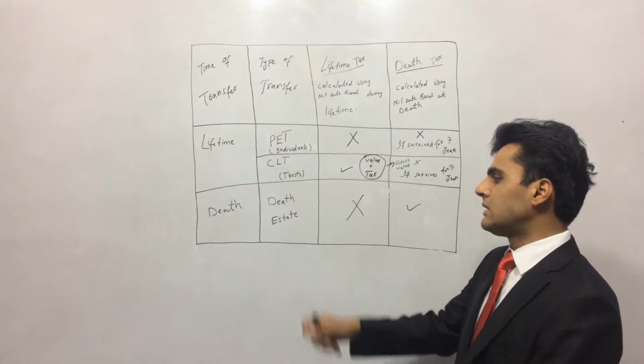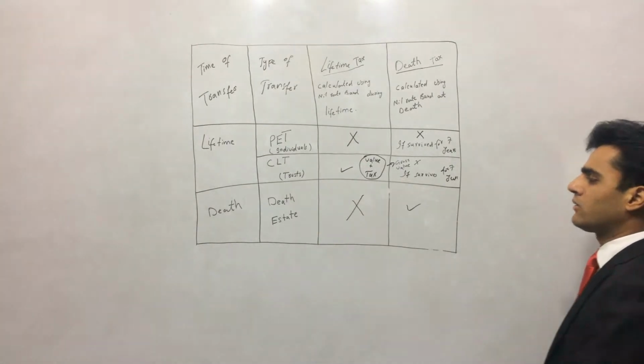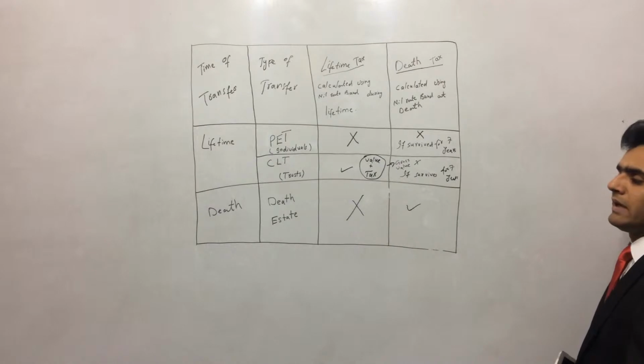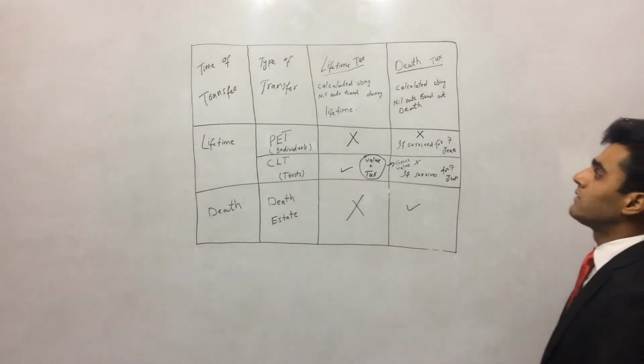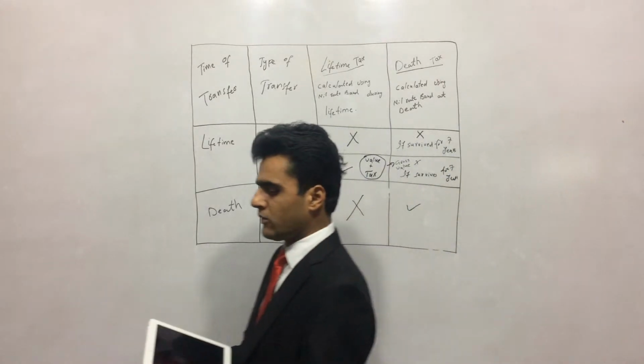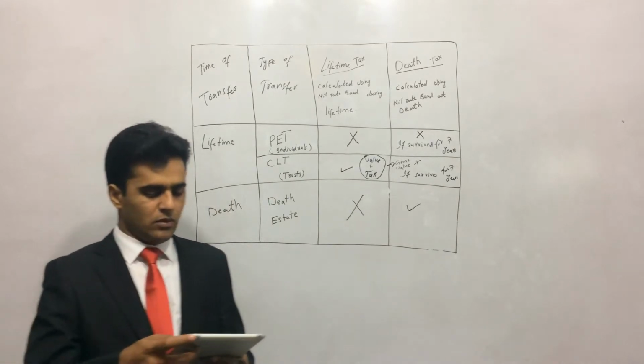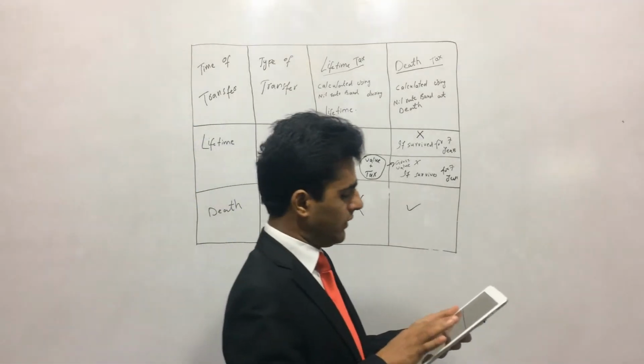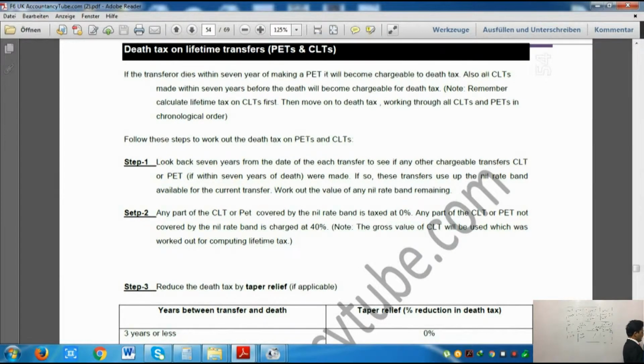Now we will look at the death tax and how to calculate the tax on death, including death estate, and we'll start tax on death from the notes. All right? I'll just share the screen with you. As you can see on the screen, it says tax on death.